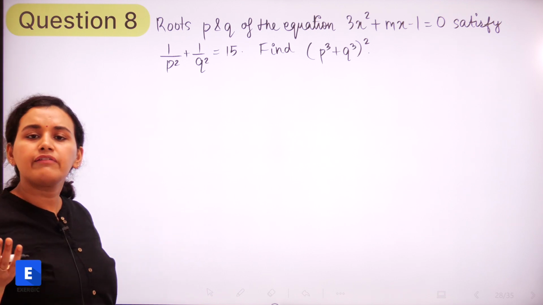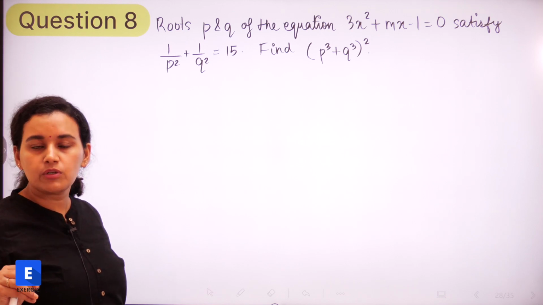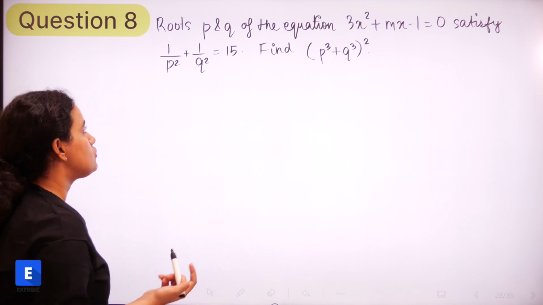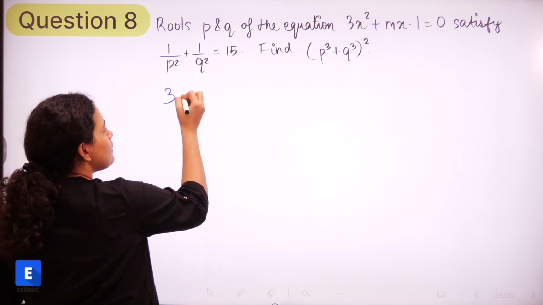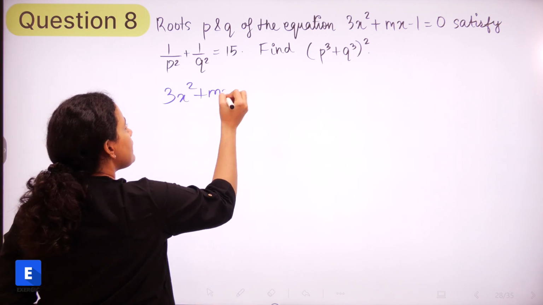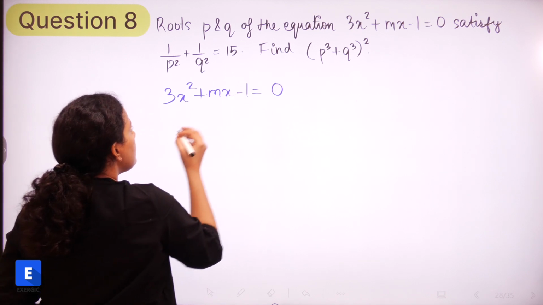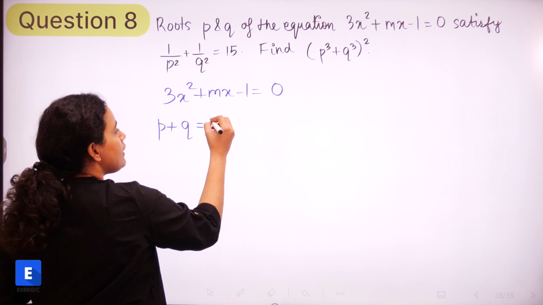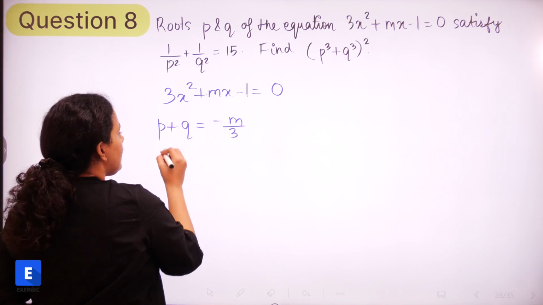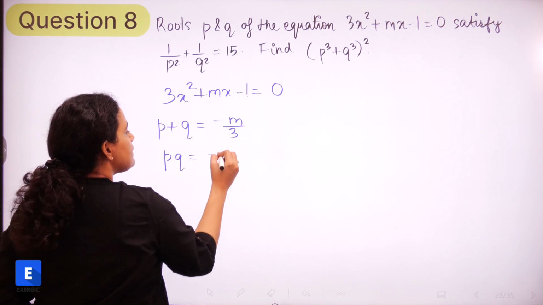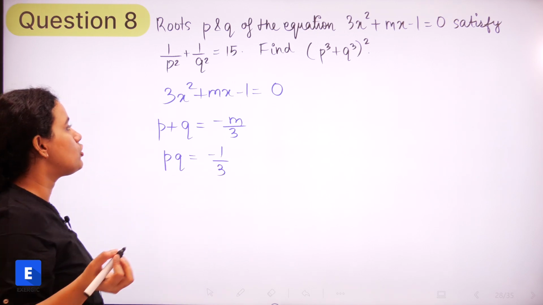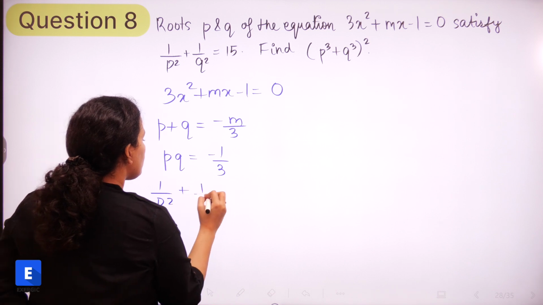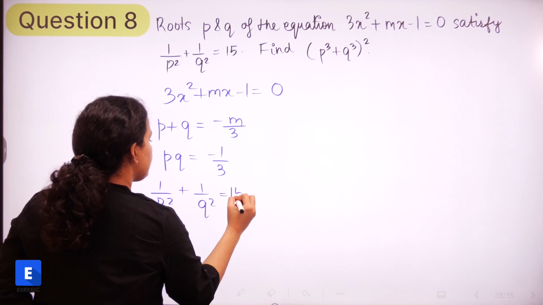So this is very simple. We have some concepts of the roots which we know, and we need to know the formula, algebraic equations formula, and we'll be able to solve this. So let's see, equation given to us is 3x square plus mx minus 1 is equal to 0, right? So that means the sum of roots we know is given by minus b by a, right? And the product of roots is given by c by a. So this is something that we know, and we also know that 1 upon p square plus 1 upon q square is equal to 15.